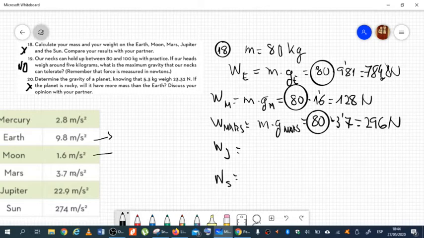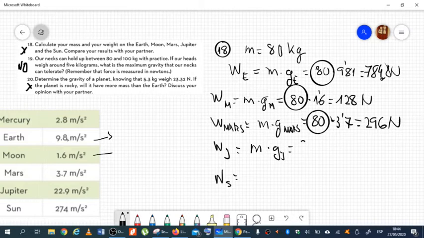Next, the weight on Jupiter, and then the weight on the Sun. So you have to calculate both. The weight is the mass multiplied by the gravity on Jupiter. Notice that you have a big gravity on Jupiter. Why? Because the mass of Jupiter is much bigger than the mass of Earth. Jupiter is a big planet with a very big mass, much bigger than the one of Earth.